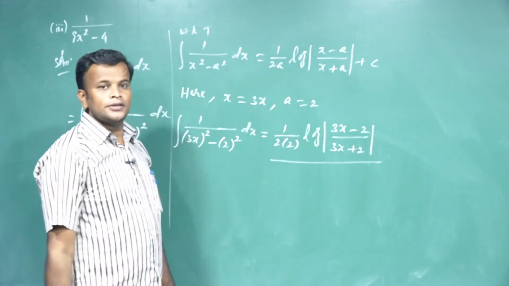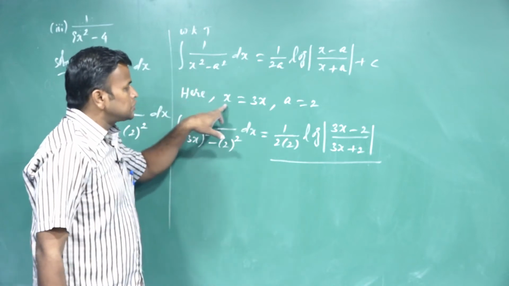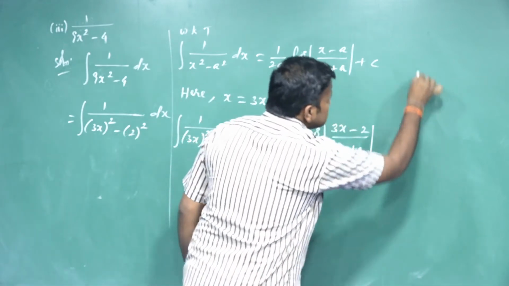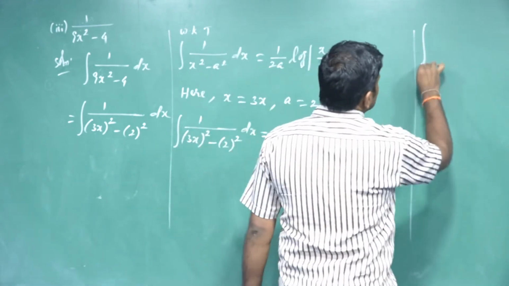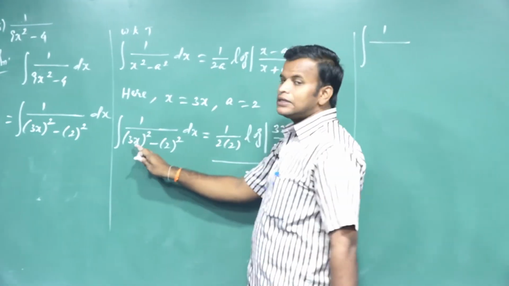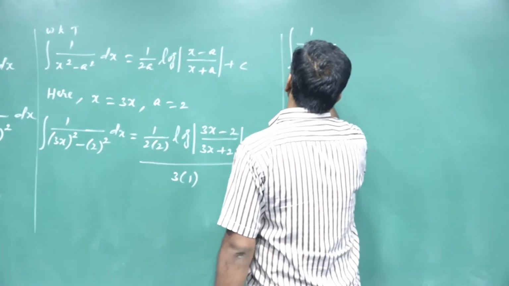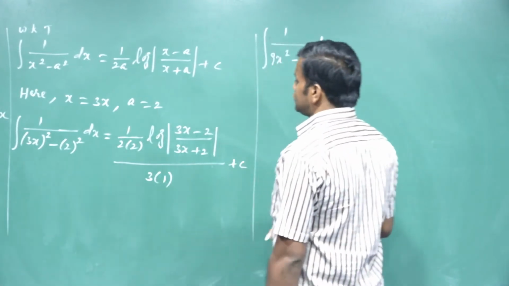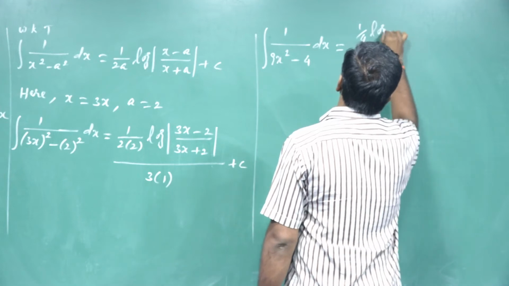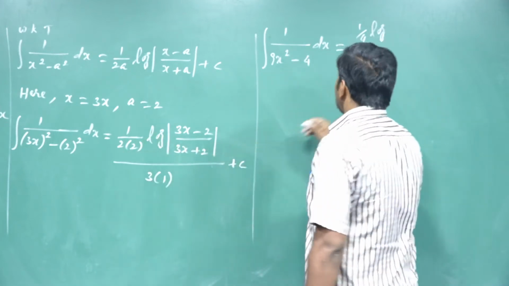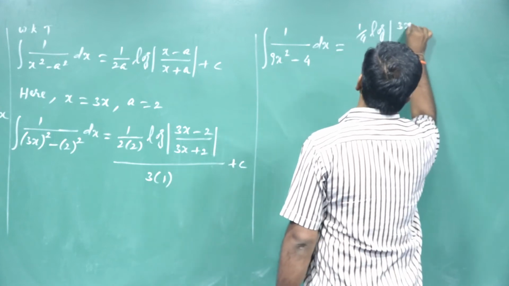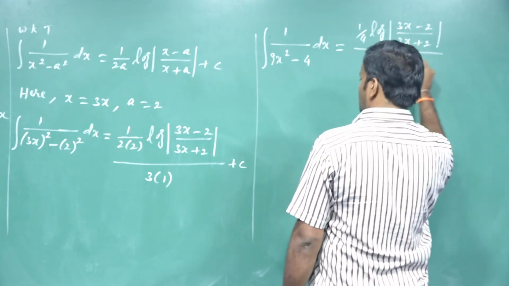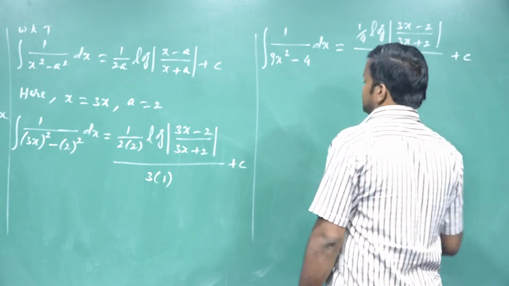We write whole divided by. It is a composite function. In place of x, 3x. We differentiate that value, actually 3 of 1, plus c. So it is nothing but 1 divided by (we write 3x the whole square as 9x square minus 2 square as 4) dx is equal to 1 by 4, 1 by 2 of 2 is 4, log within modulus (3x minus 2) divided by (3x plus 2), whole divided by 3, plus c. 3 ones are 3.